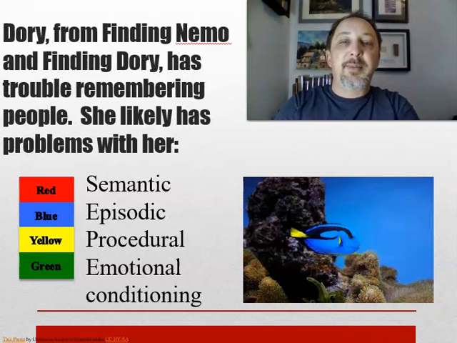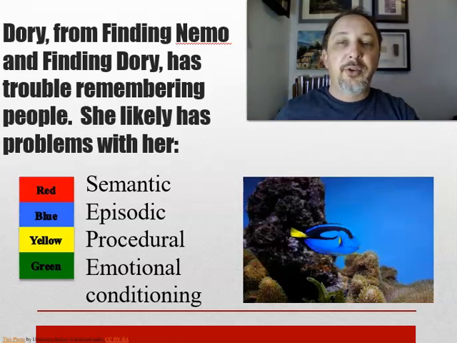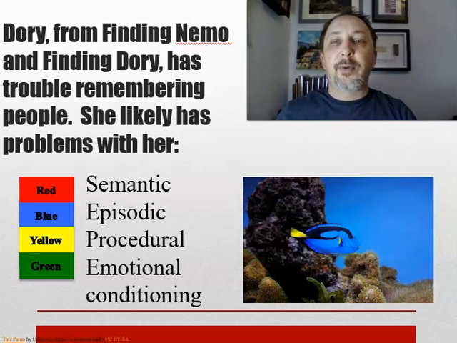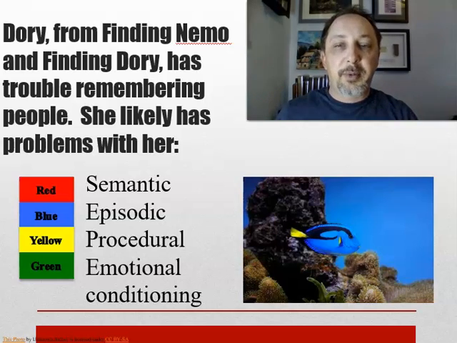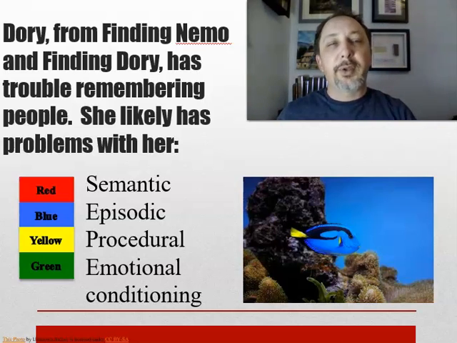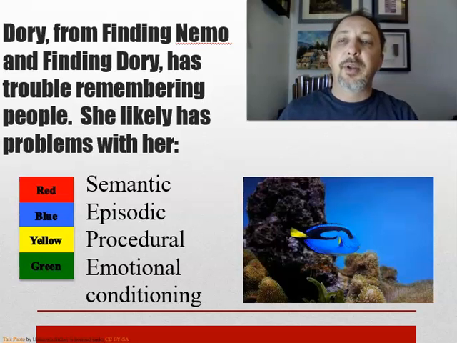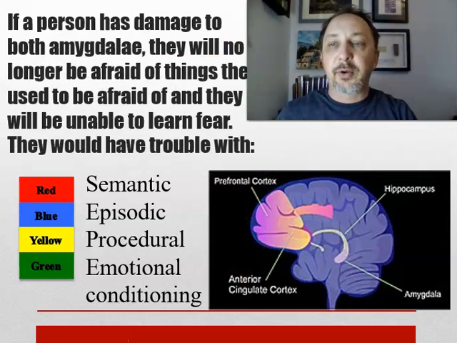Dory from Finding Nemo has trouble remembering people. She likely has trouble with her semantic, episodic, procedural, or emotional conditioning. In Dory's case, it was probably also episodic. She couldn't remember things from her life very well, right? So it's probably the same kind of thing for her. Episodic memories are memories for ourselves and for our own experiences. She also had terrible short-term memory, or I should say working memory. No, short-term. Information would disappear from her very quickly.